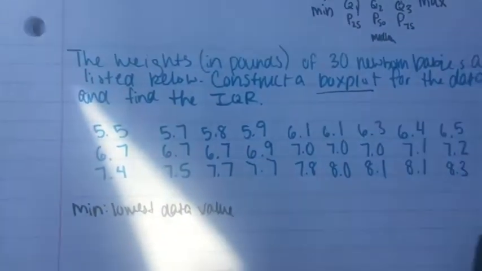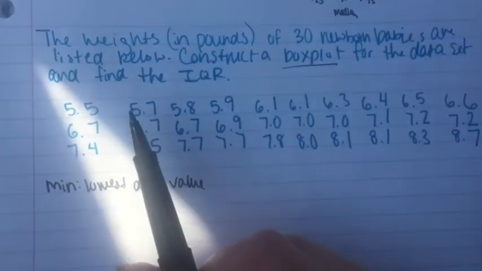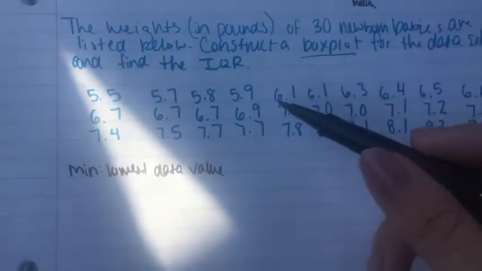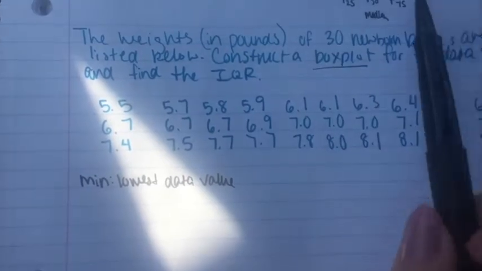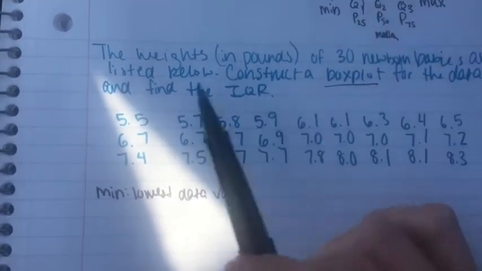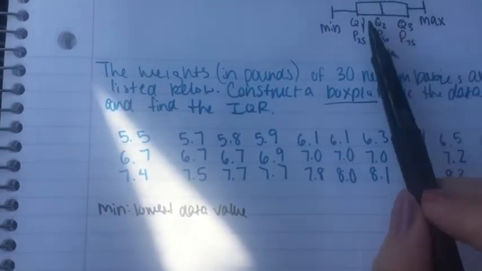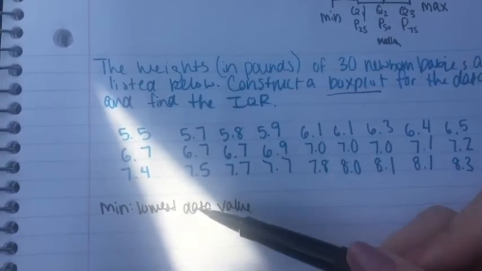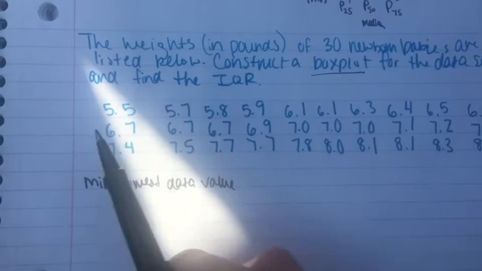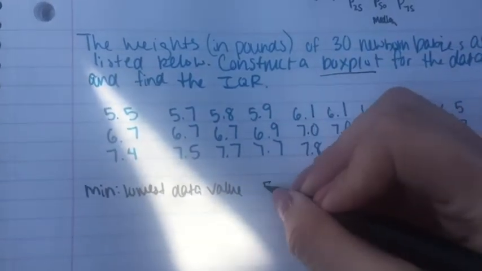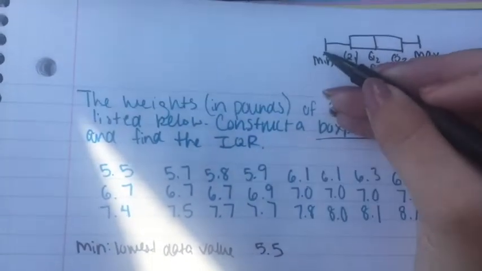So this is already in order. I see that it's going from lowest to highest. So if it's not in order, then you have to put it in order to find your quartiles. But since they already put it in order for me, that makes finding these a lot easier for me. So my lowest data value, I could see that it's 5.5 because nothing is lower than that. So this is going to be right here.